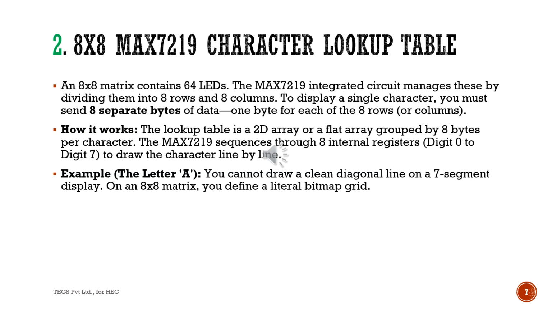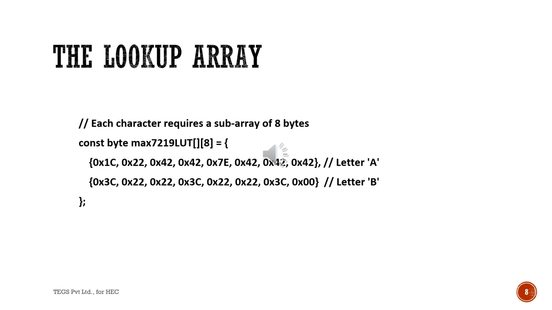Example, the letter A is taken as an example. You cannot draw a clean diagonal line on a 7-segment display. On an 8 by 8 matrix, you can define a literal bitmap grid. Lookup table array: each character requires a sub-array of 8 bytes. Constant byte MAX7219 LUT is a hexadecimal array for the A and B characters, as given. This can be used in any form of coding.